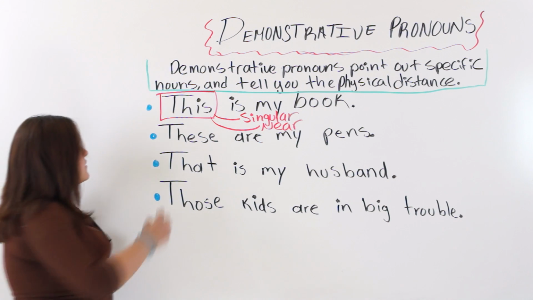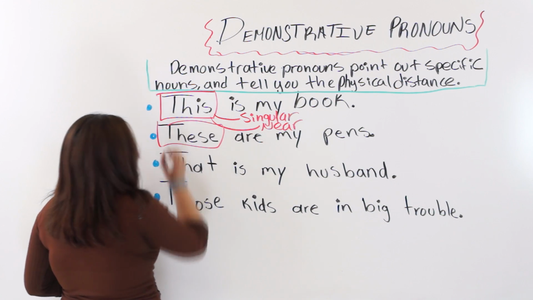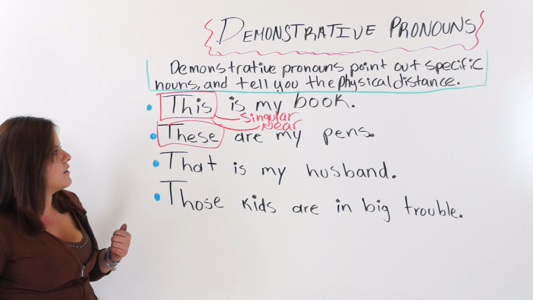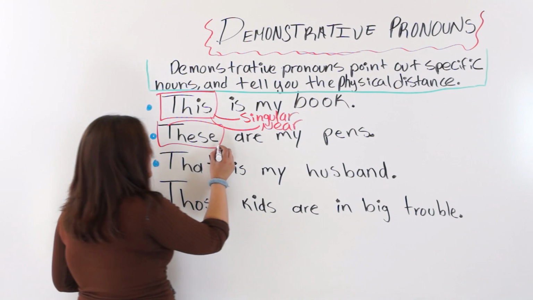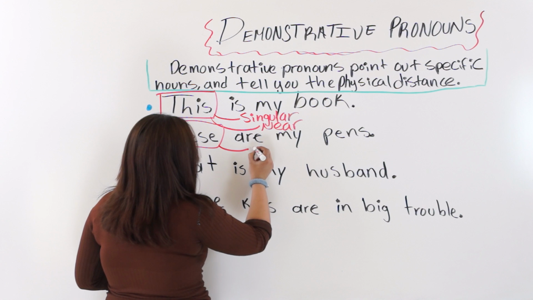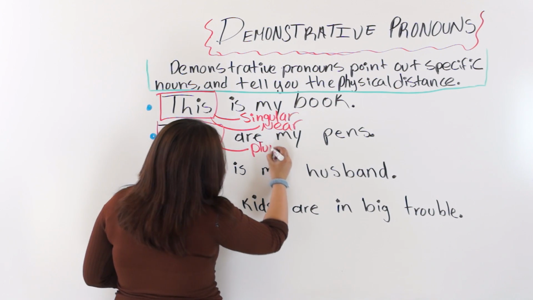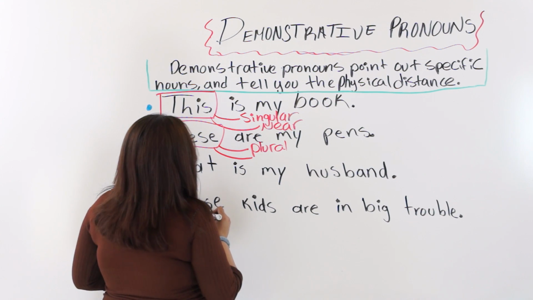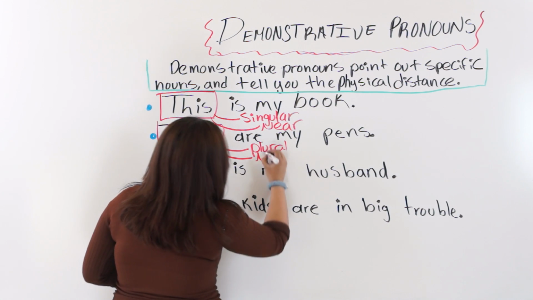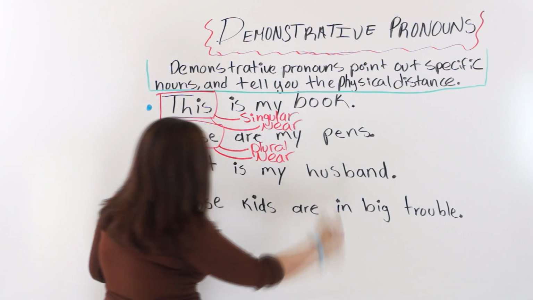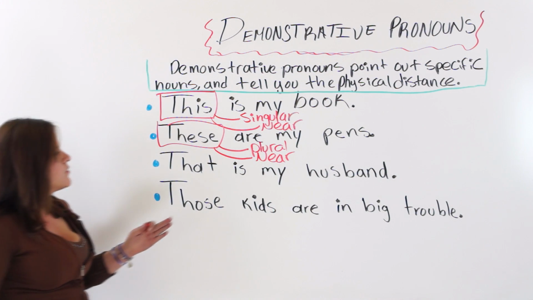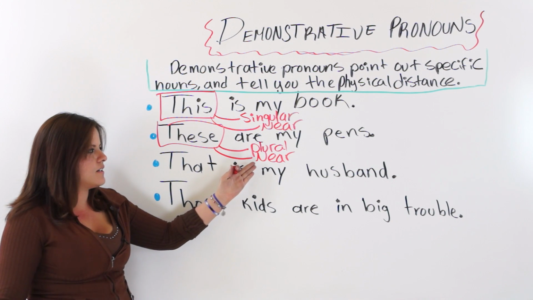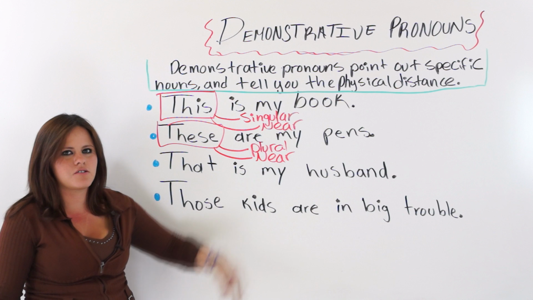The next one says, "These are my pens." This demonstrative pronoun lets you know that you are talking about more than one object, and that it is near. Relatively near. So you know that it is a plural noun you are talking about, and you know that it is near. These are my pens.